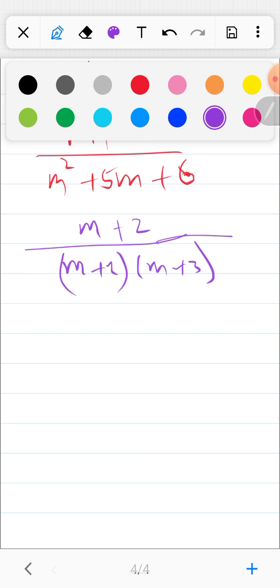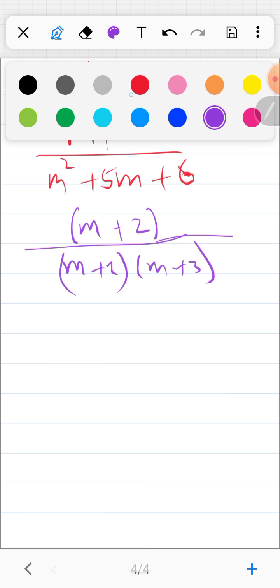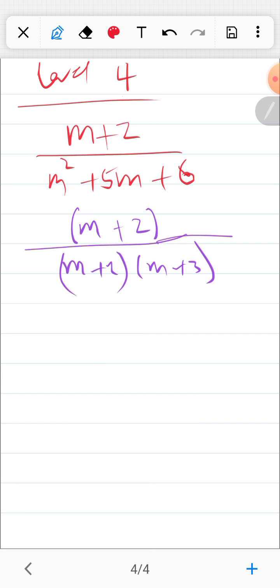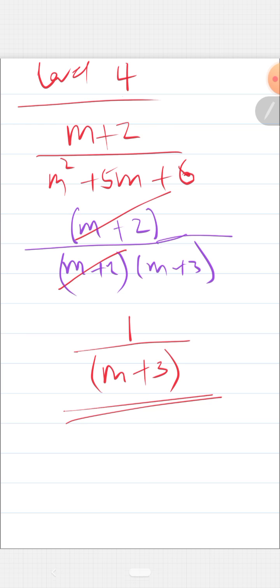And then, since I can see that I have m plus 2 in the numerator and at the same time m plus 2 in the denominator, I can cross them out. And I'll be left with 1 out of m plus 3. Final answer. How do you say final answer in Spanish? That's what I want to know.